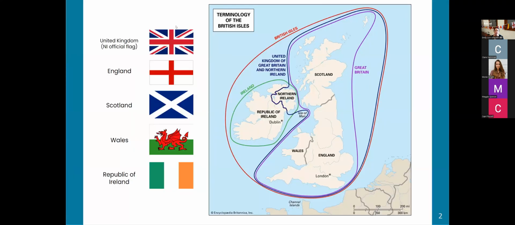I always like to start off with this slide because there is a lot of confusion, and I completely understand that we have a lot of different names for this region, right? We call it the British Isles, Great Britain, the UK. Sometimes people say Scotland or Ireland, and then there's Northern Ireland, and so I just like to make sure to show this map.